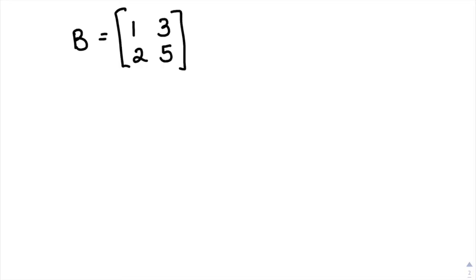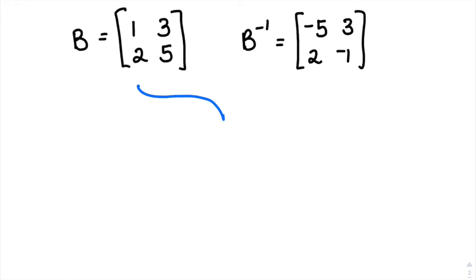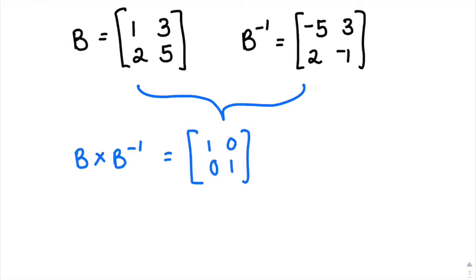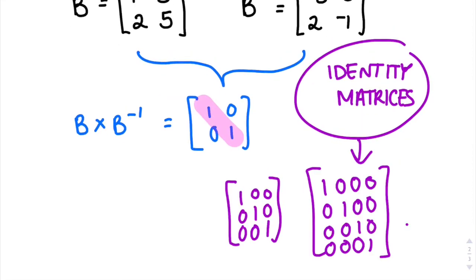But what about matrices? Let's call this matrix B. We use the notation B to the power of -1 to represent the inverse of matrix B. Something that's pretty cool is if we multiply these two matrices together, we end up with what's called an identity matrix. The identity matrix is a square matrix where all elements are 0 except for the number 1s that appear in the leading diagonal. Anytime you multiply a matrix by its inverse, you will always get an identity matrix. An identity matrix can be a 2 by 2, 3 by 3, 4 by 4, and so on.